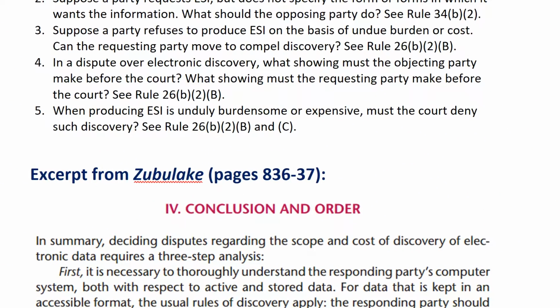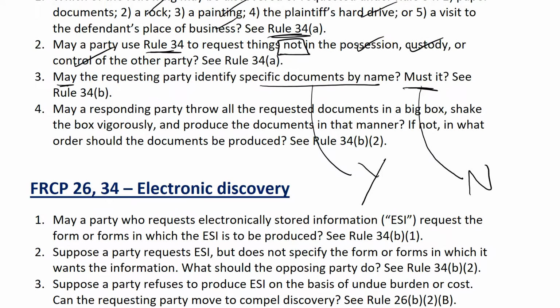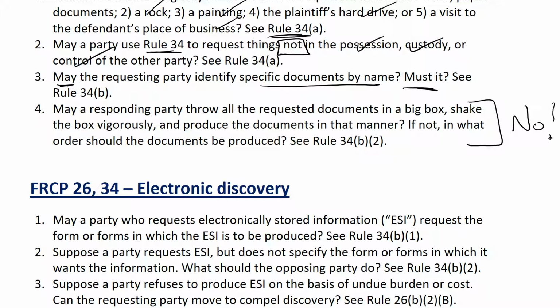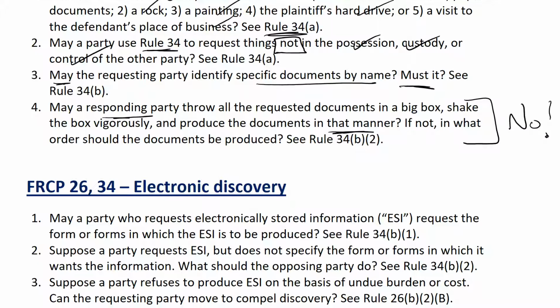Let's see, next question. I'm hoping you think the answer to question 4 is no, no, no. May the responding party throw all the documents in a big box, shake the box, and produce the documents in that matter? In other words, can you play 21 pickup, right? You take a nice organized box of documents, and then you just throw them on the floor, see where they land, and that's how you're going to produce them. No, you can't do that.